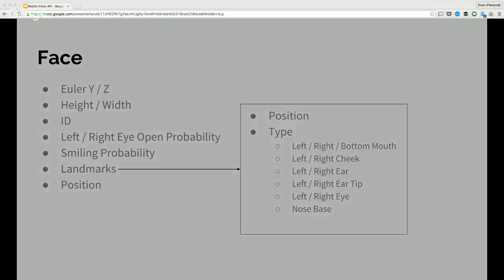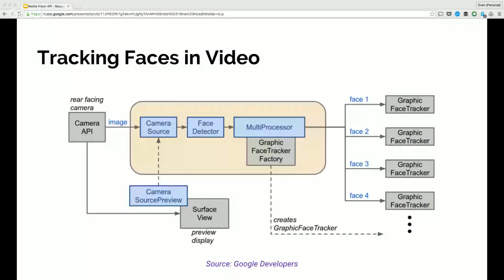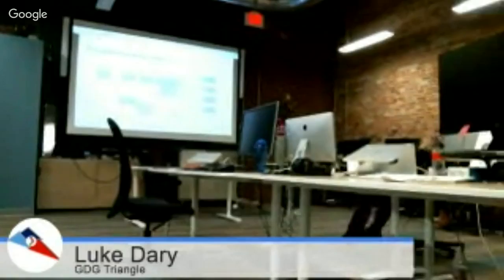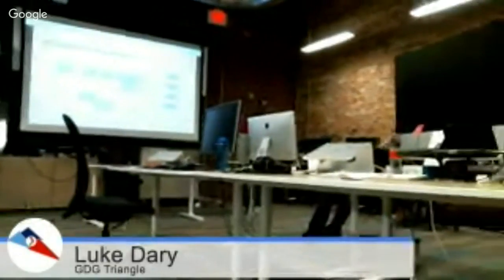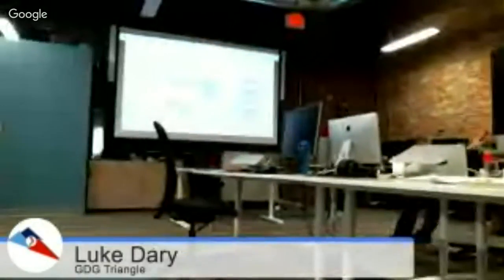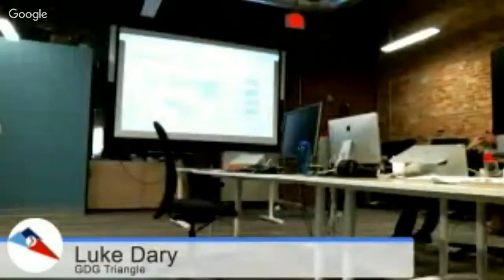Cool. All right, so now this is the pipeline for tracking faces in video. So tracking faces in video is a bit more complicated because instead of doing the face detection on a static photograph that you can simply hand to an API, you have to set up all the infrastructure to take video from a camera and pass that all the way through to a face detector. And so that's done here.